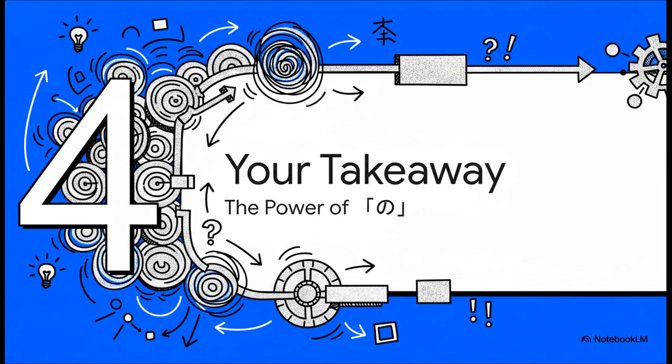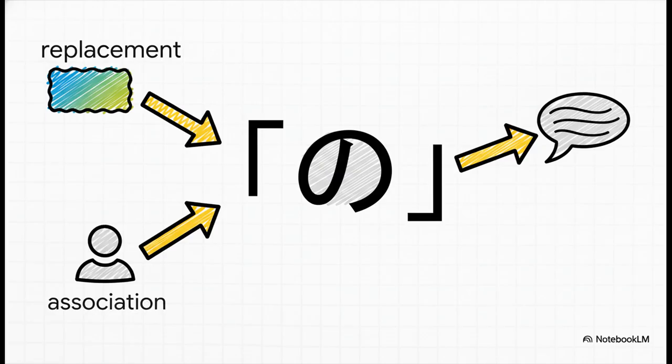So what's the big takeaway from all this? What's the one thing you really need to remember about the power of no? It comes down to this. At its very heart, no is a particle of replacement. Think of it as a little pointer. Whether it's following an adjective or a noun, it's always pointing back to something that was just mentioned. It's how you say the red one instead of the red sweater and Taro's one instead of Taro's book. And using it well is one of the keys to making your Japanese sound less like a textbook and more like, well, a real person.